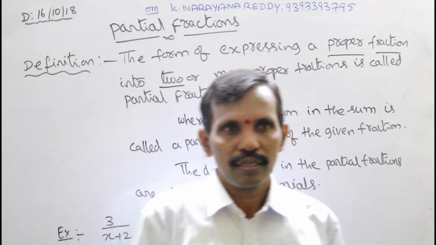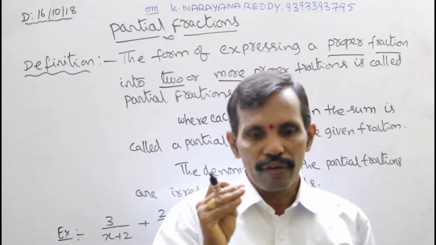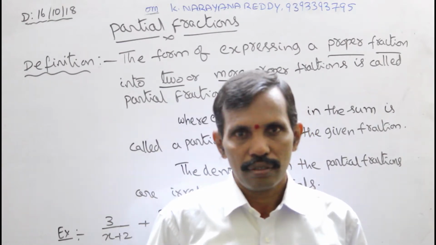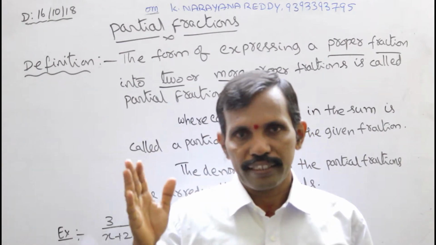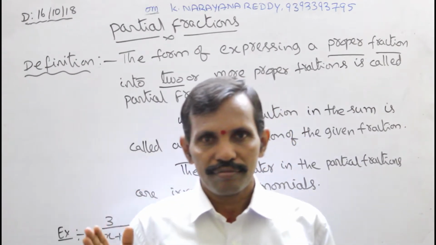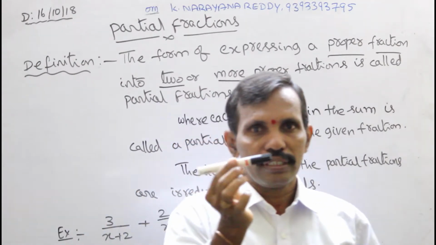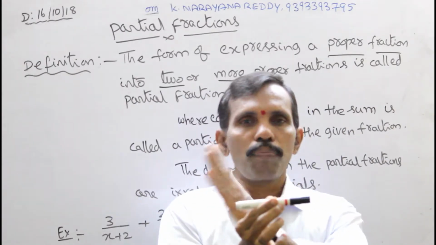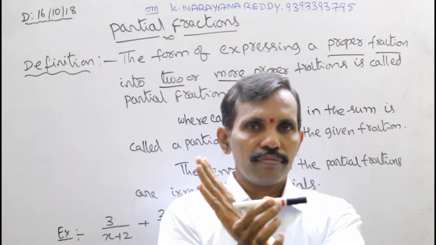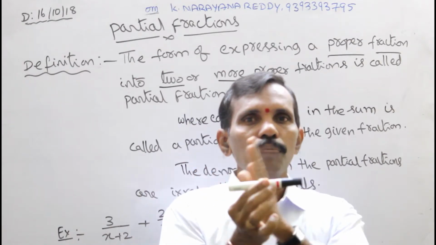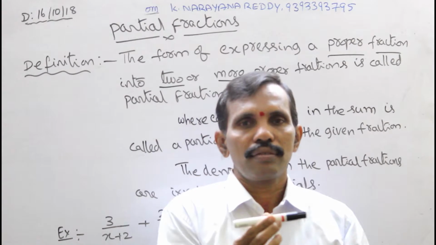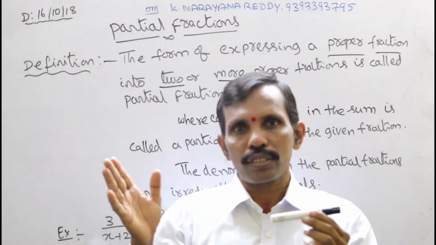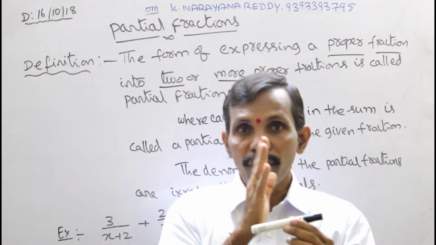That means, for example, a piece of chalk is divided into two parts or three parts. Partially, suppose this is a pen. This pen is divided into two or more parts. That is called partial fractions. One is divided into three or more parts, whatever it is. You can divide it partially.